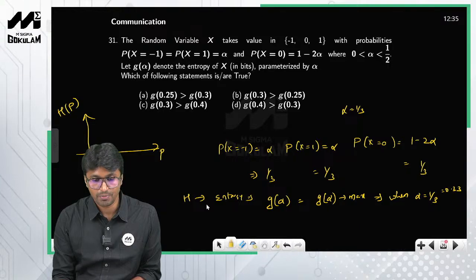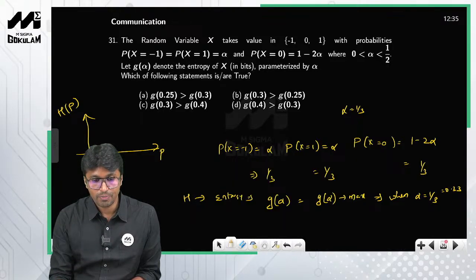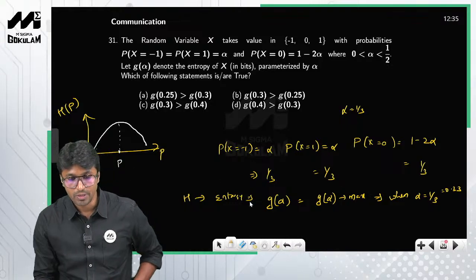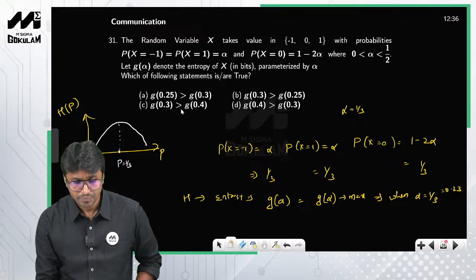So we know that this is nothing but the probability, and this is nothing but the H of p, the entropy, and we have learnt the plot of entropy versus probability. This is the maximum value of entropy, which occurs at the equiprobable condition, right? So this is nothing but 1 by 3, right? So you can clearly see that.